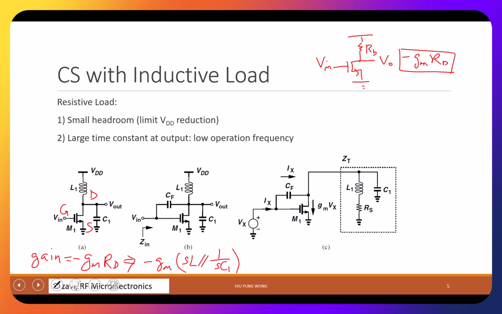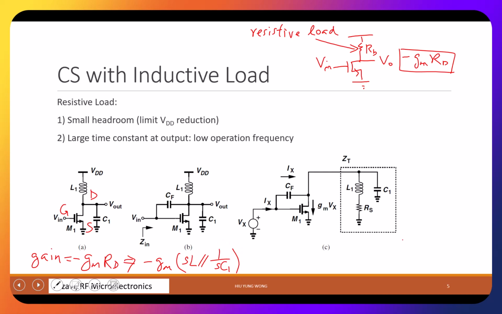Now then, what is the good thing about doing this, having the inductive load? This here is the so-called resistive load. We use the resistor as the load so that we get the gain, negative gm RD. But now we replace it with an inductive load. What I've discussed so far is just to tell you that don't worry, you don't get zero gain, because you're not looking at the RD, the R, right? Because we're looking at omega L parallel 1 over omega C. Make sense or no?